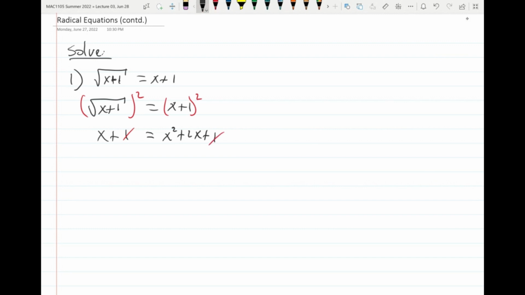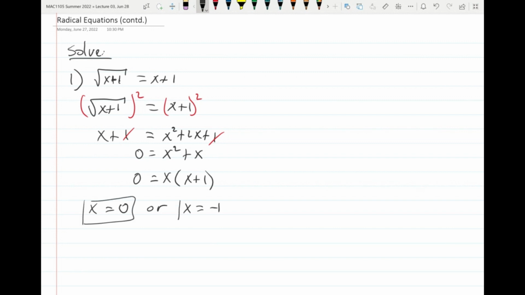Okay, so the ones are gone. So we get x squared, and you subtract an x. We get x squared plus x. So here you can factor out an x. You get x times (x plus 1), and then we can easily see the solutions. So from here it follows that x is equal to 0 or negative 1.